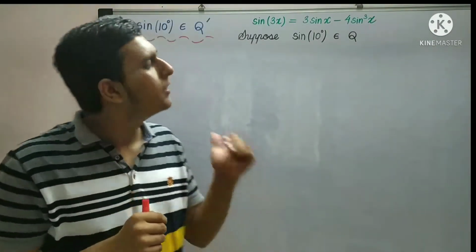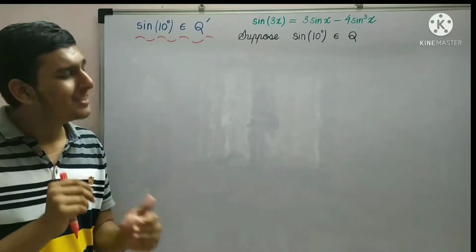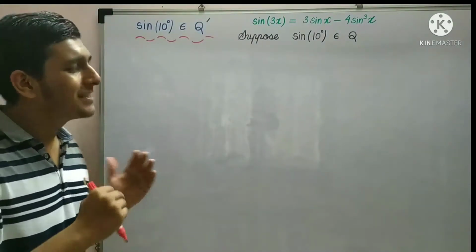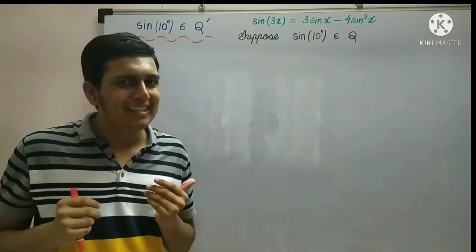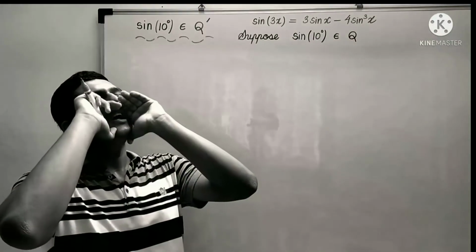In today's video, we will prove that sine 10 degree is an irrational number. To do this, we will use the method of, we all know it, so let's say it together. Contradiction.